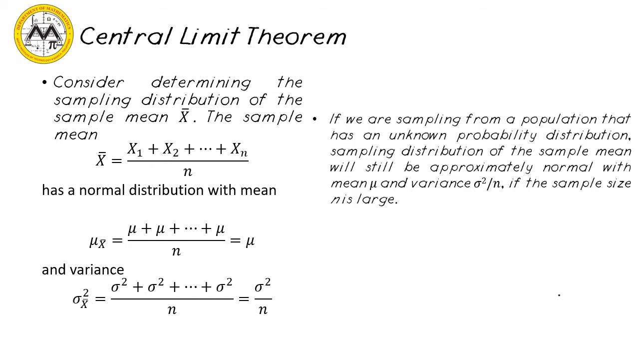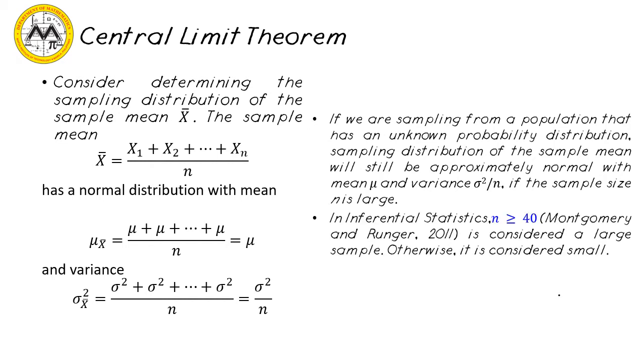If we are sampling from a population that has a known probability distribution, a sampling distribution of the sample mean will still be approximately normal with mean mu and variance sigma squared over n if the sample size n is large. For various textbooks, Montgomery and Runger of Wiley considers n greater than or equal to 40. But for the majority of other textbooks, n greater than or equal to 30 is sufficient to be considered a large sample.